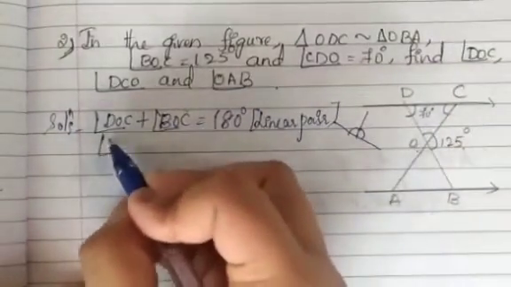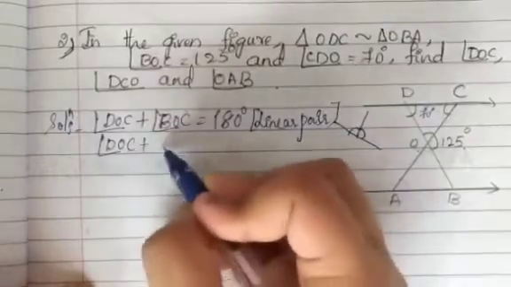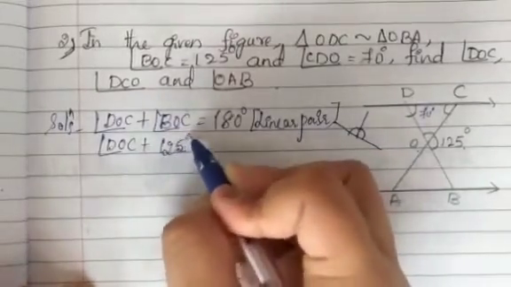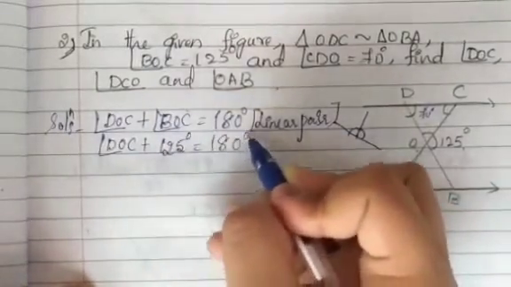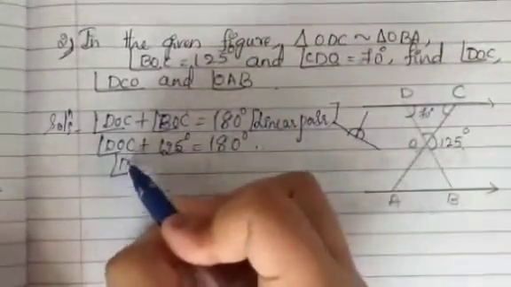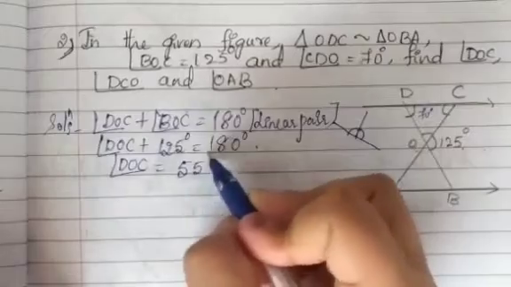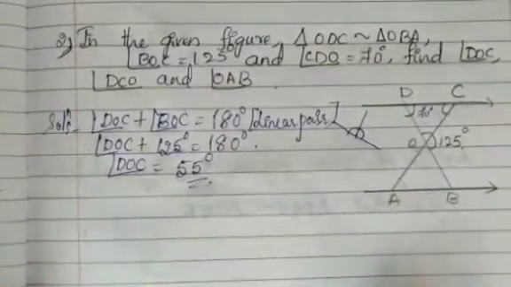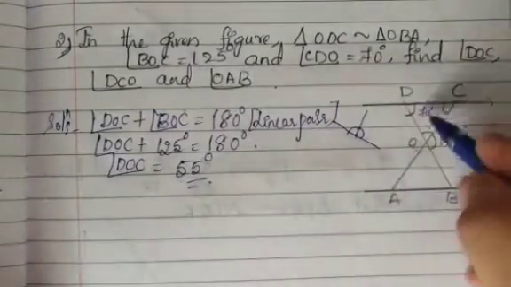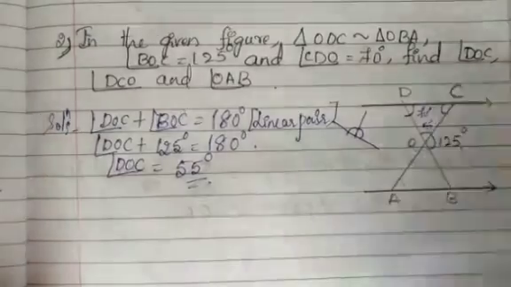So now let me substitute the values. DOC plus this BOC, which is 125 degrees, is equal to 180 degrees. So angle DOC will be equal to 180 minus 125. I am going to get it as 55 degrees here.